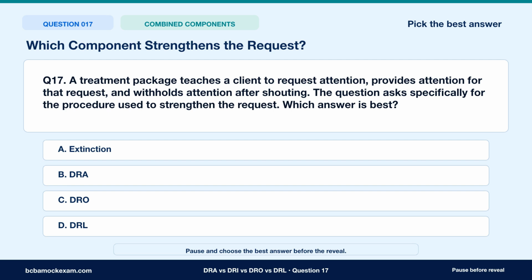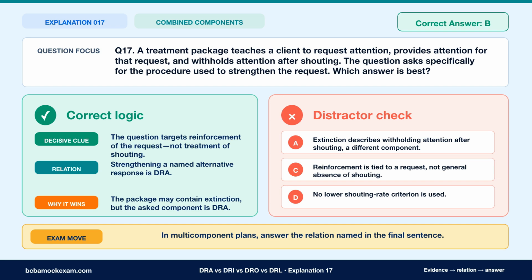Pause and choose. For this stem, select B. DRA. Strengthening a named alternative response is DRA. Test the remaining options. A. Extinction describes withholding attention after shouting, a different component. C. Reinforcement is tied to a request, not general absence of shouting. D. No lower shouting rate criterion is used. In multi-component plans, answer the relation named in the final sentence.